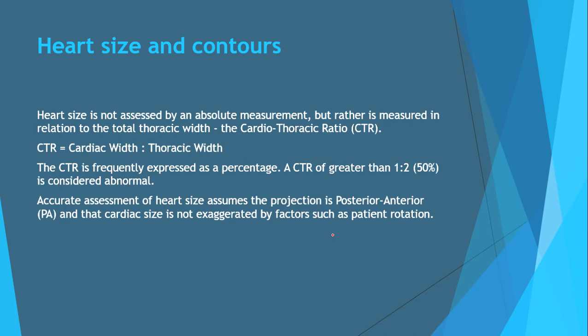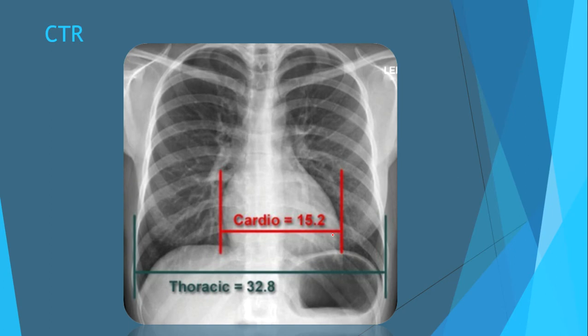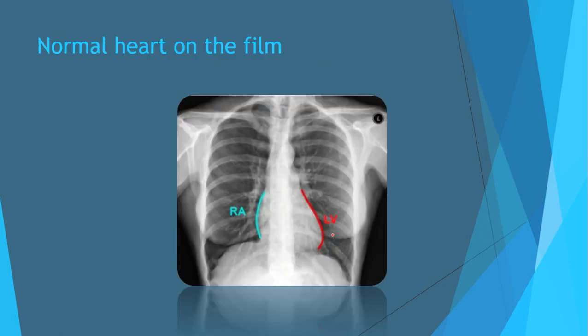Accurate assessment of heart size assumes the projection is posterior-anterior, and the cardiac size is not exaggerated by factors such as patient rotation. So this is the normal cardiothoracic ratio. It's below 50%. Normal heart on the film. This is left ventricle and right atrium.